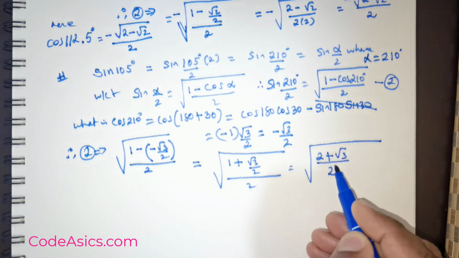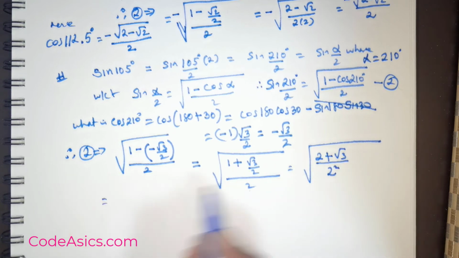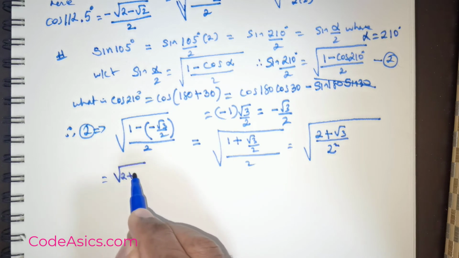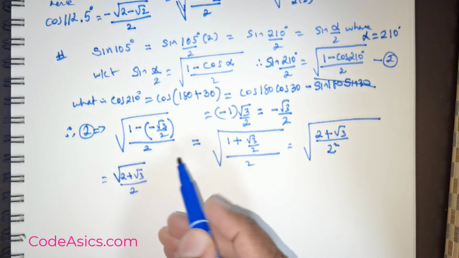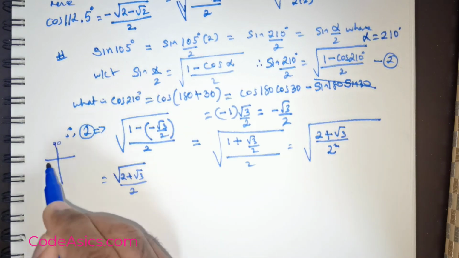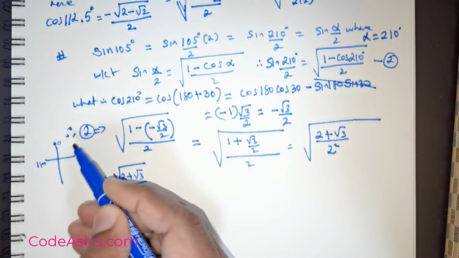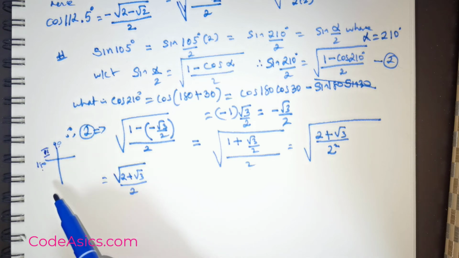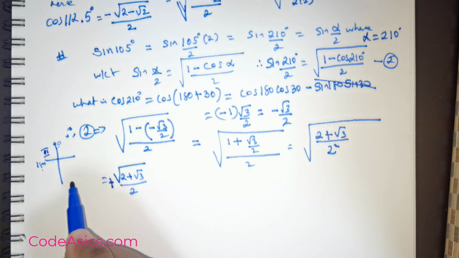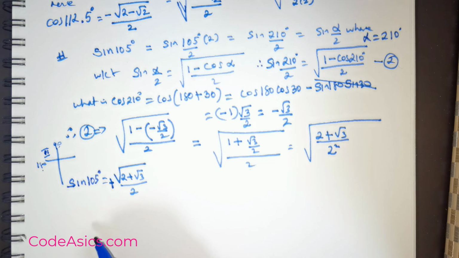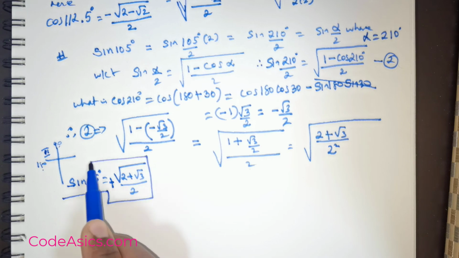There is a 2 here, so that's going to become 2 squared. Now if I were to apply the square root for the numerator and the denominator, I would get root of 2 positive root of 3 divided by 2. Now as I mentioned to you, 105 degrees which we are talking about lies between the angles 90 and 180. In fact, this is quadrant 2 where sine is positive, right? So this is going to be producing a positive value, and on the left you got sine 105 degrees. So this is the solution for the question.